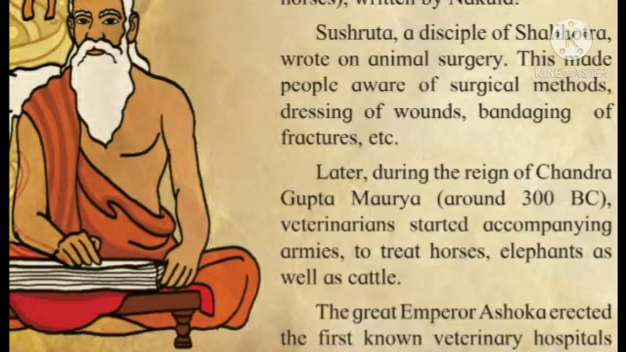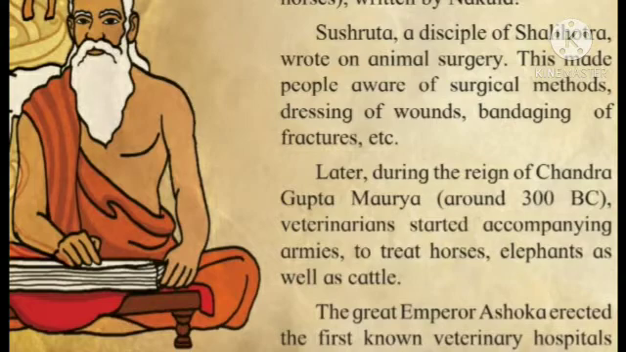Later, during the reign of Chandragupta Maurya around 300 BC, the Vaidyas started accompanying armies. Accompanying means to provide or occur at the same time as something else. So at the time of Chandragupta Maurya, around 300 BC, all the Vaidyas started accompanying armies to treat horses, elephants as well as cattle.